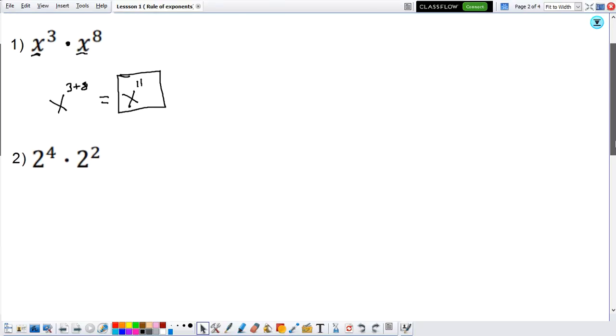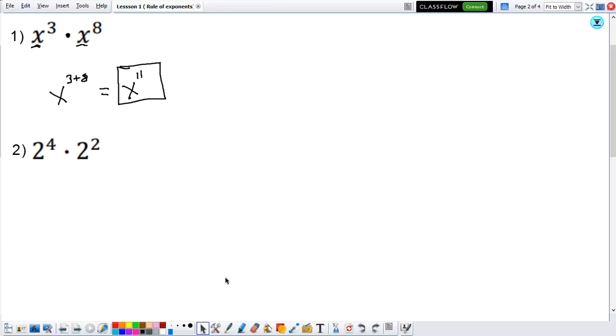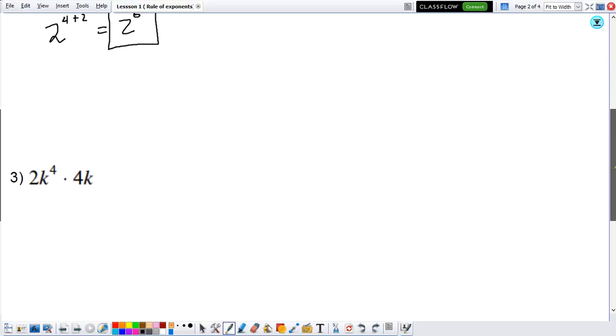Let's look at the second example here. Notice, same base. Both of them have base 2. They're multiplying. So what we're going to do is we're going to add the exponents. So now this becomes 2 to the 4 plus 2, which becomes 2 to the 6. You can find this number in the calculator, 2 to the 6, but we're going to leave it right here because we're just concentrating on the rule of exponents, not so much the numerical representation. Multiplying, you add the exponents.